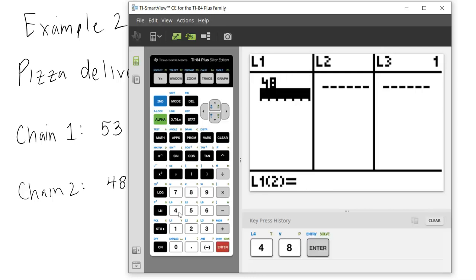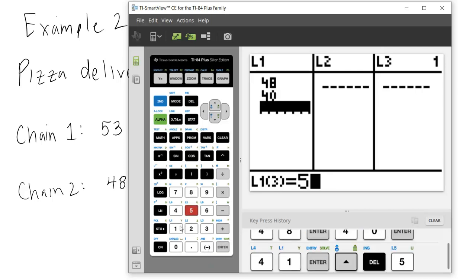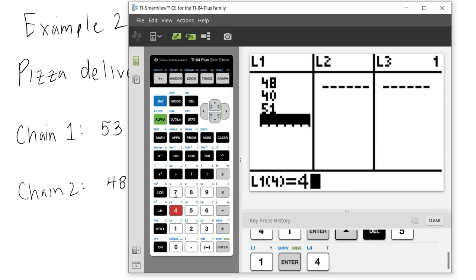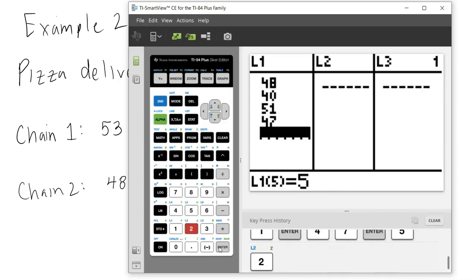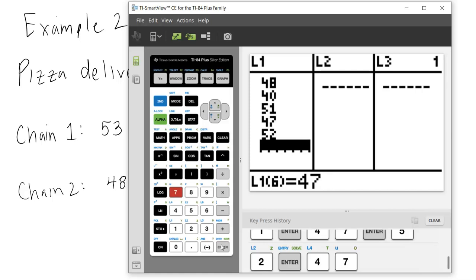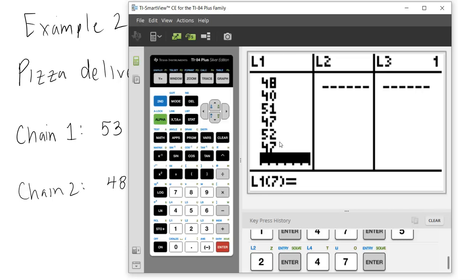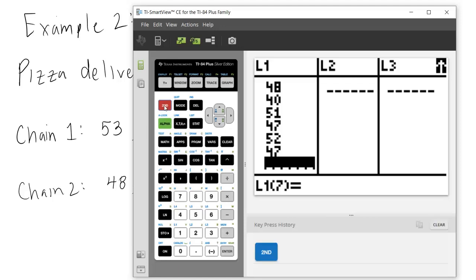48, enter. 40, enter. 51, enter. 47, enter. 52, enter. 47, enter. Now I didn't have you gauge this before we started, but if you look at this list that we just put in and compare it to the previous list, you might notice that these delivery times are significantly more consistent than the previous chain. I want you to think about what that's going to mean as far as the standard deviation. Make a prediction for whether the standard deviation will be bigger or smaller than the standard deviation for chain 1.